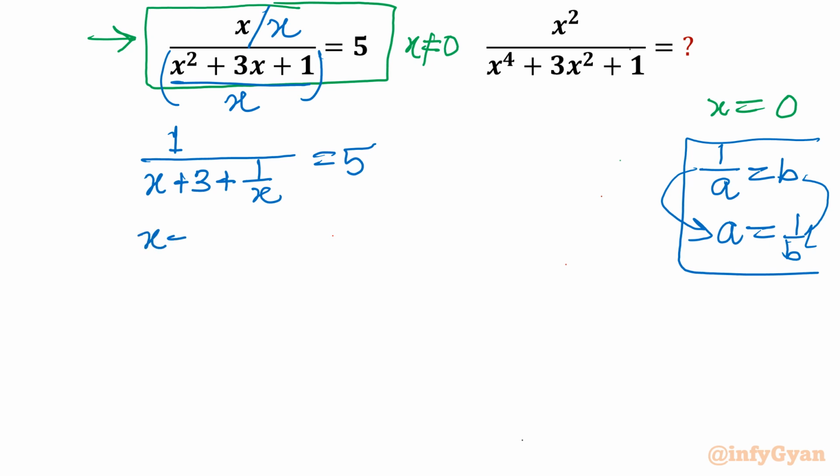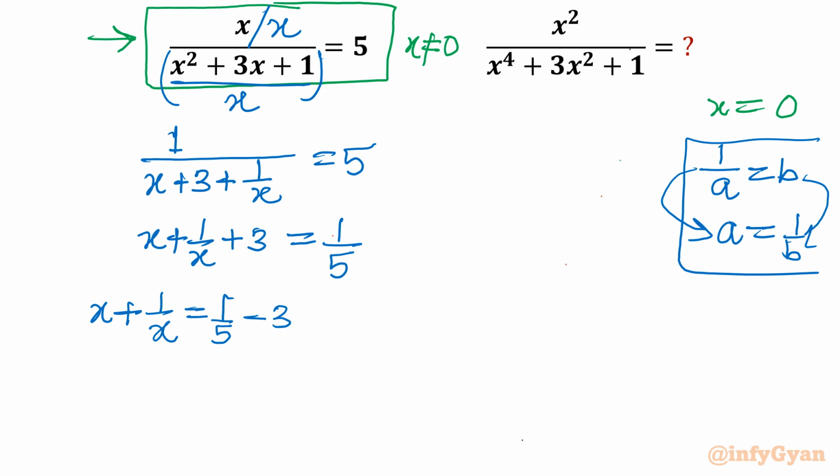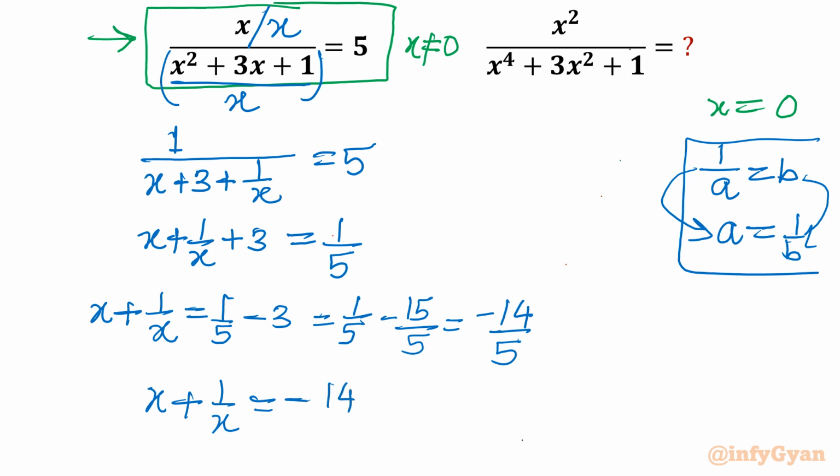Now I will write x plus 1 over x plus 3, our denominator, in the numerator. So on the right hand side I have to consider 1 over 5. Take away 3 from both sides. So I will write x plus 1 over x equal to 1 over 5 minus 3. So 3 I can write as 15 over 5. Now the denominator is the same. I will write 1 minus 15, so minus 14 over 5. So x plus 1 over x value is negative 14 over 5.